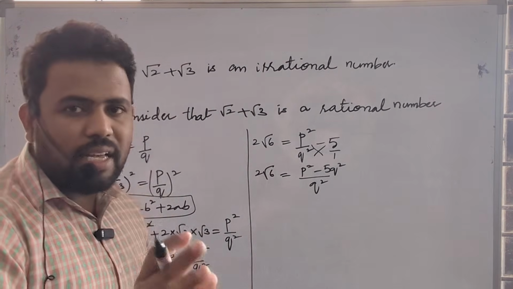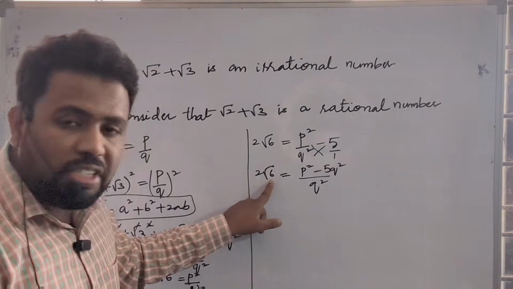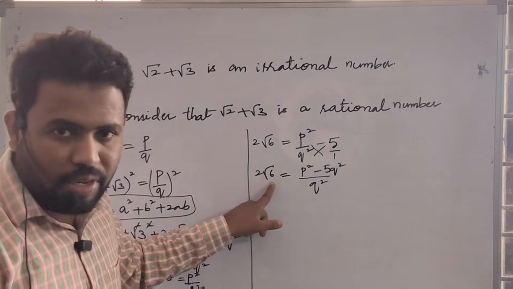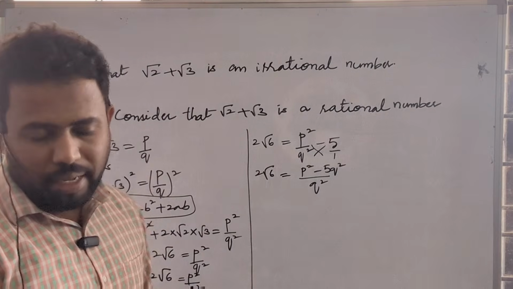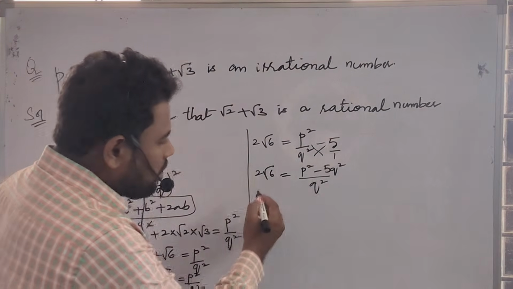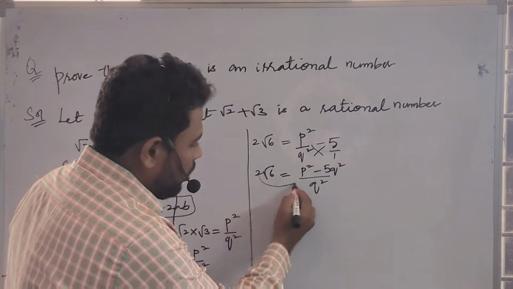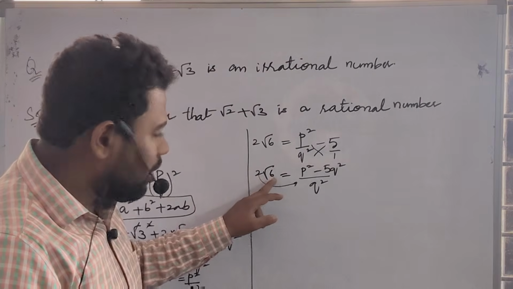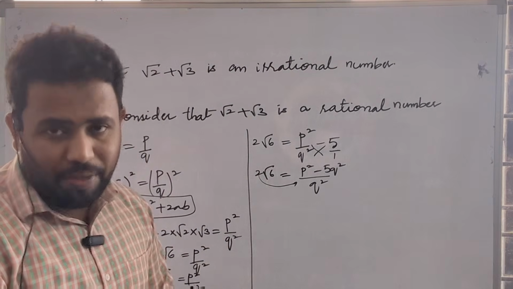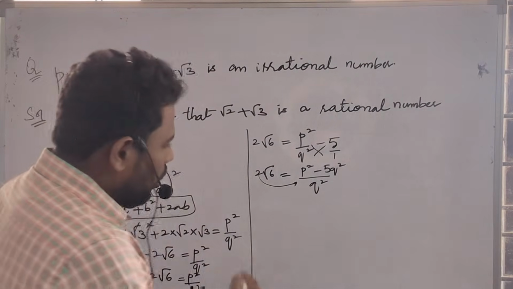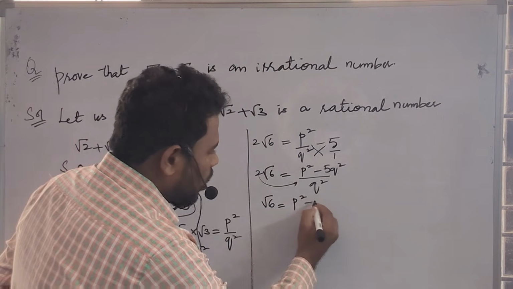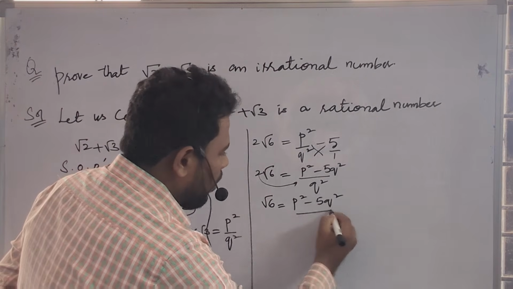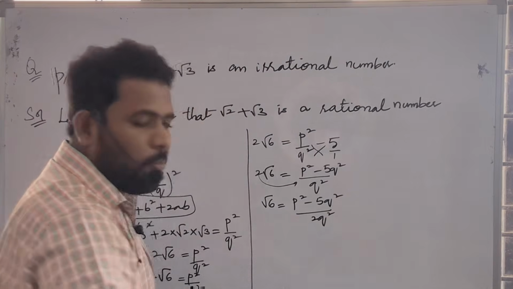5q square. As I said, keep the root 6 here. Root value must be kept on the left hand side, and all those numbers you have to transpose to the other side, meaning the right hand side. So let us say the 2 here. As 2 is in multiplication, it will be in division if it goes to the other side. So here we are left with root 6 equals p square minus 5q square by 2q square.